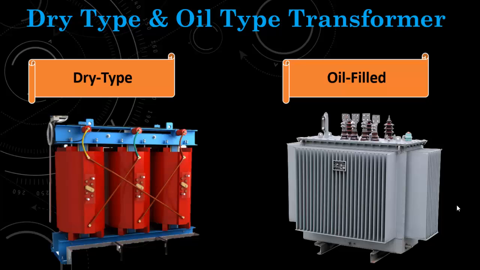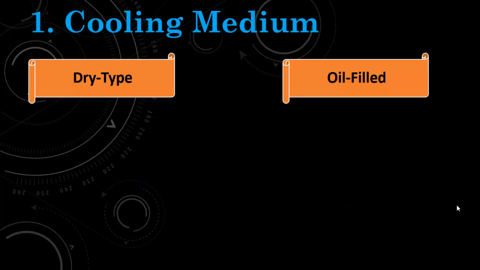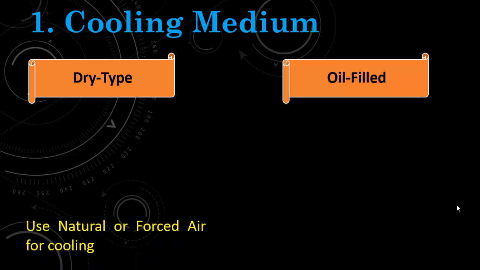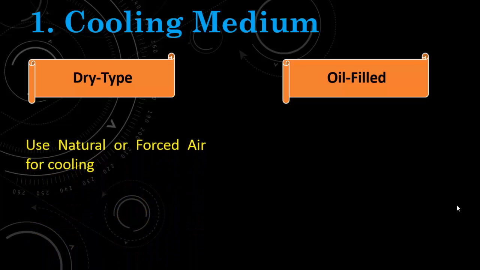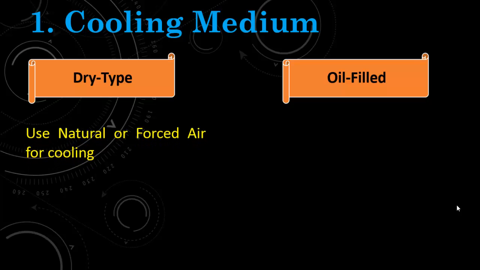We will also see the pros and cons of both these transformers. So let us discuss the first difference, which is the cooling medium. In the dry type transformer, it uses natural air or the forced air to cool core and the internal winding of the transformer. Whereas in the oil filled transformer, it uses mineral oil as a medium for cooling of cores and the windings of a transformer.